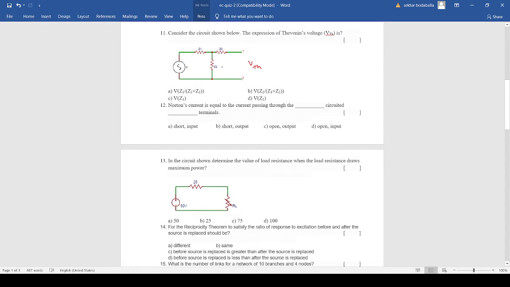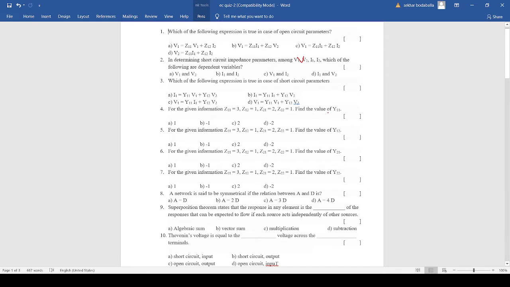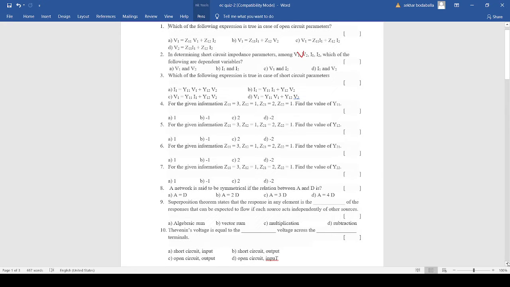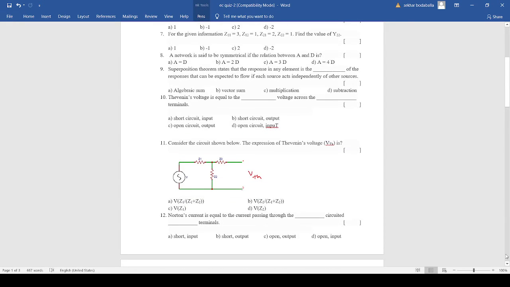So V Thevenin is nothing but the voltage across this impedance Z2. So just apply the voltage division rule to find the Thevenin's voltage. V Thevenin is equal to total voltage multiplied by impedance Z2 divided by total impedance, that is Z1 plus Z2. So you check the options. You have option B, which is V multiplied by Z2 divided by Z1 plus Z2.